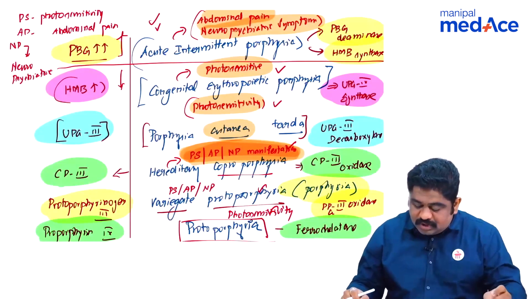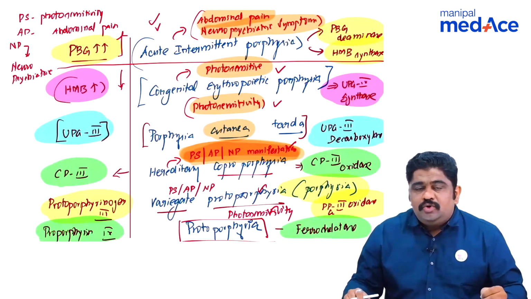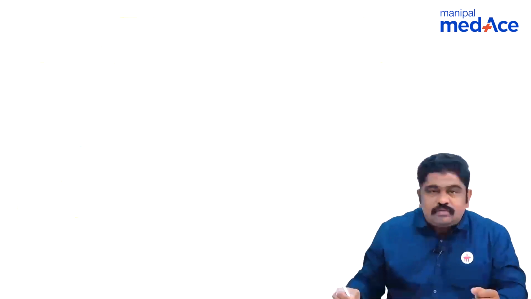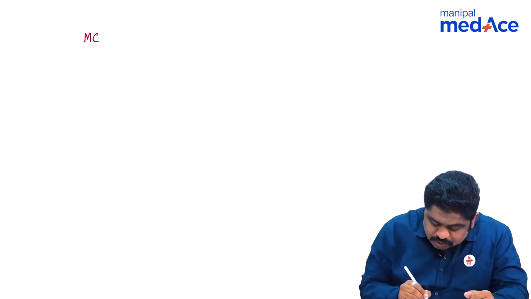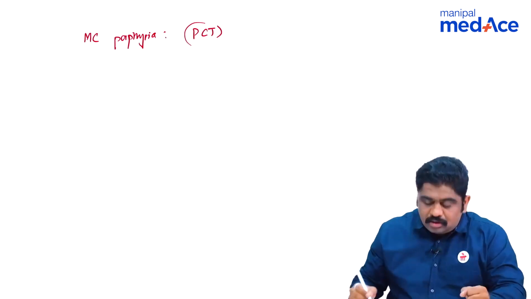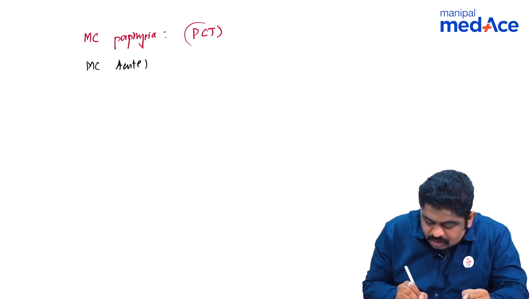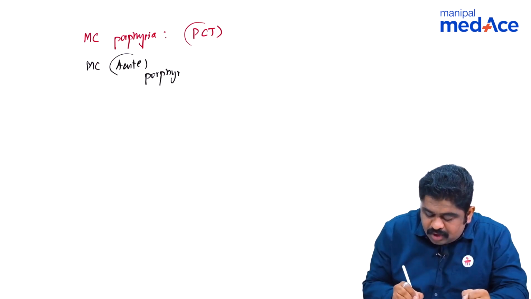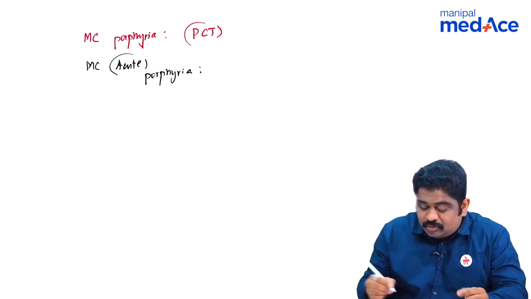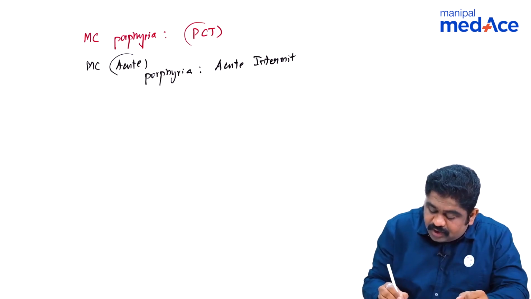Now I hope this will be able to clear most of your doubts and you will be able to answer your questions better. Now let me put forward 2 to 3 points about some important porphyria which can be helpful for your exams. Now let's look at this. The most common porphyria has always been a debate, but for the time being, let's look at Porphyria cutanea tarda as the most common. Next, the most common acute porphyria can be nobody other than the one who has the name called as acute, which is acute intermittent porphyria.